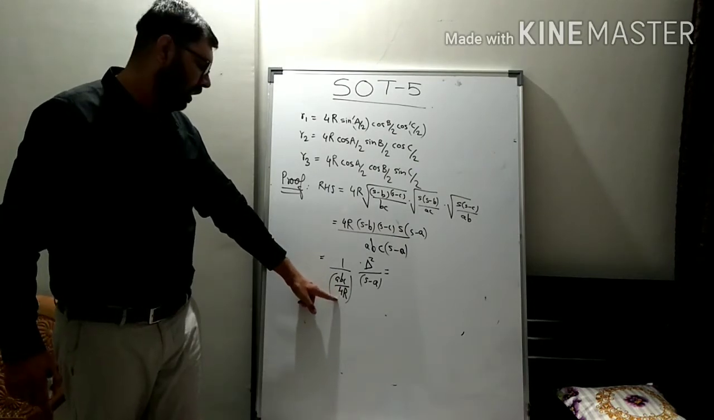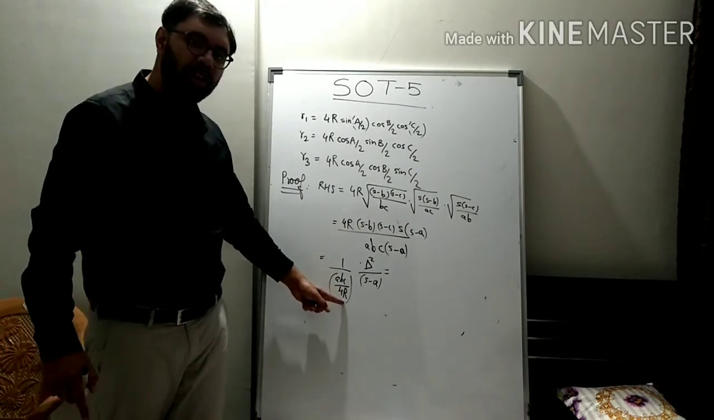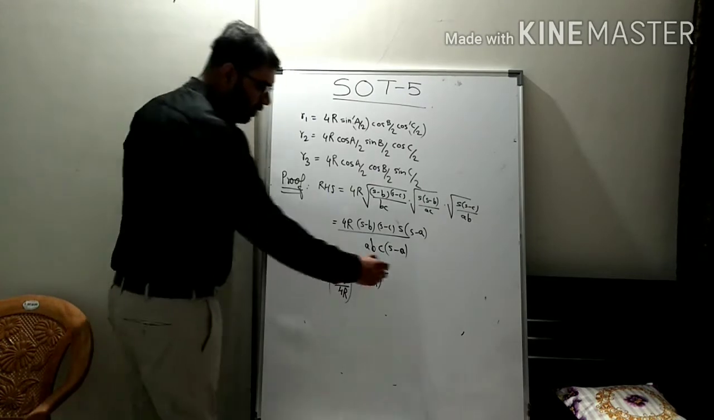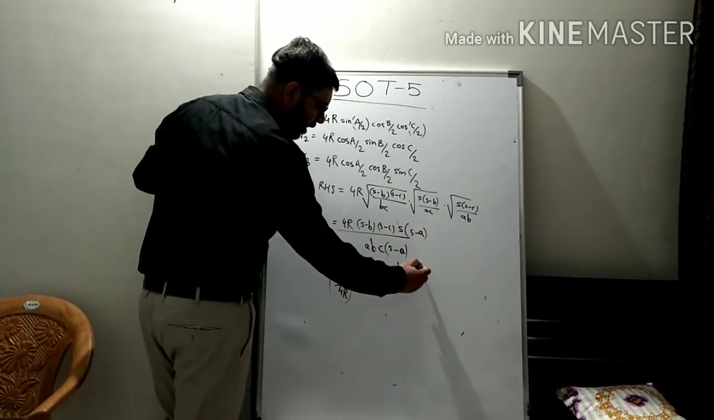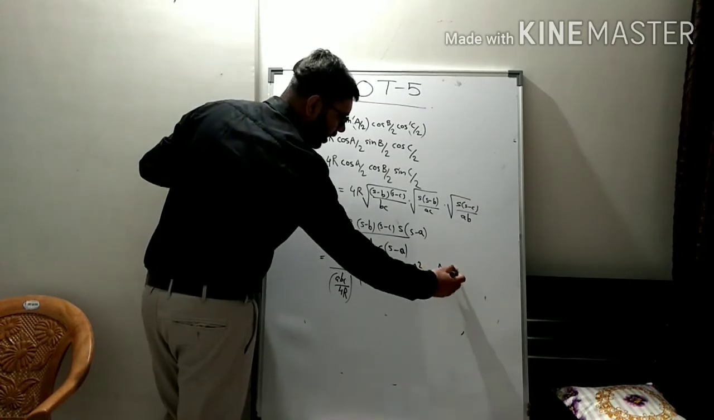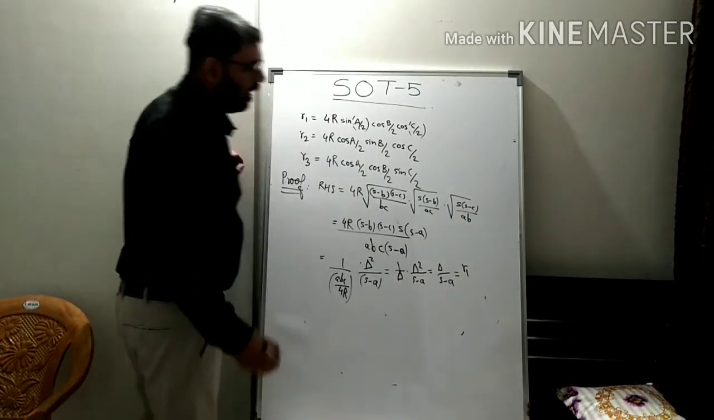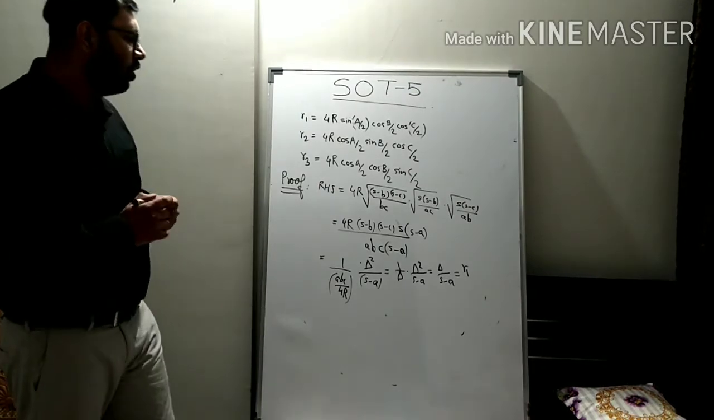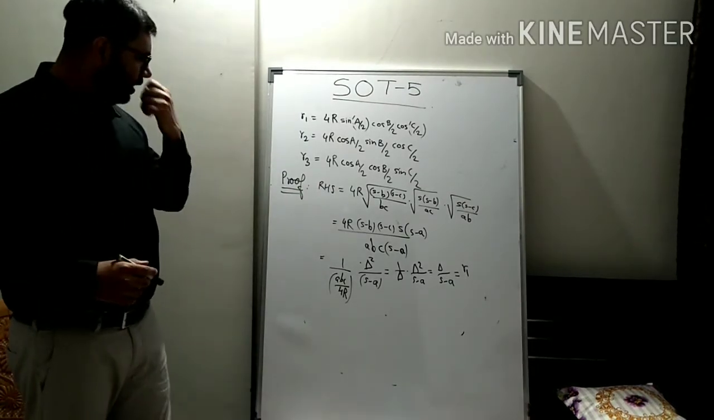If I want to express area in terms of capital R, then this is the formula. So in place of this you can write delta. So 1 by delta into delta squared upon s minus a. So one delta will get cancelled, delta upon s minus a, which is nothing but r1. Okay, so this I proved quite easily.